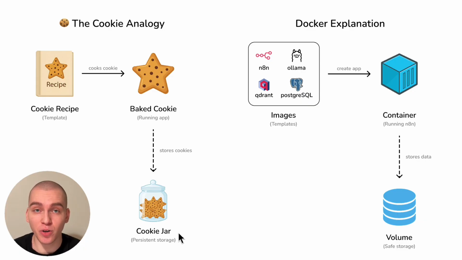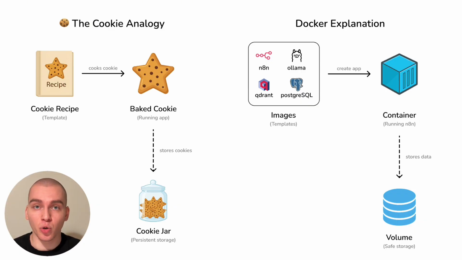And the volume is the cookie jar. Because containers are temporary, if you shut down your container, its memory is wiped and it resets to zero. So the volume is your safe cookie jar. It's the persistent storage where you keep your AI workflows, your AI agents, and your credentials. And because they are stored in the volume, they stay safe even if you restart the system or turn your computer off. See these dashed lines? That's the most important part. That's the connection that keeps your work from disappearing when the container resets. So the container stores that memory inside the volume.